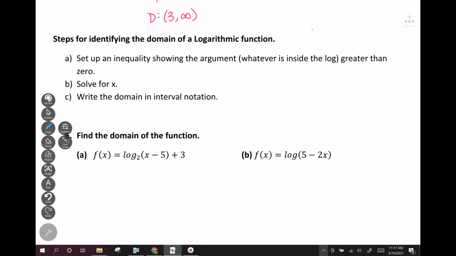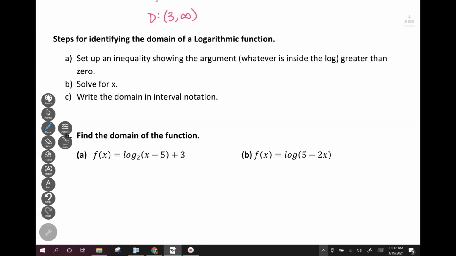The other restriction on domain we've talked about this year is if you have an even root, like a square root, then whatever is inside of that root has to be greater than or equal to 0 because we can't take the square root of a negative unless we want to involve imaginary numbers. So denominators can't equal 0. What's inside the radical has to be greater than or equal to 0.